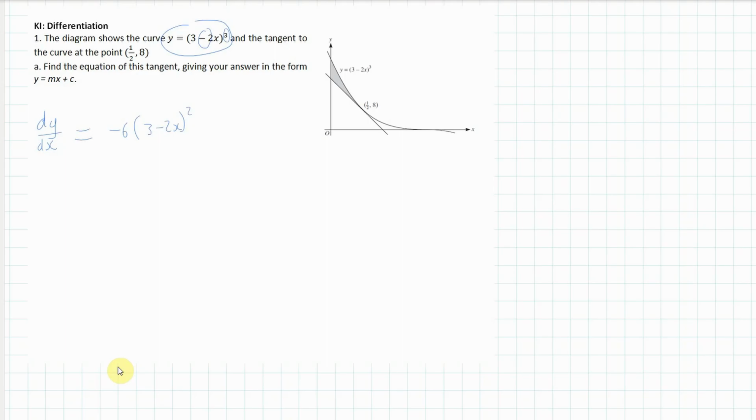And that's it. Now you could do it slowly. Remember, the other way of doing it is u equals that middle bit, 3 minus 2x, and so du/dx is equal to -2. And then you can go y equals u to the power of 3, and dy/du is therefore equal to 3u squared.